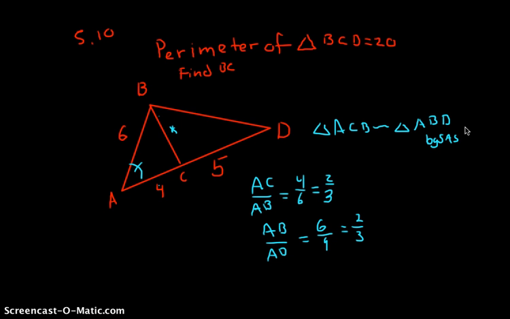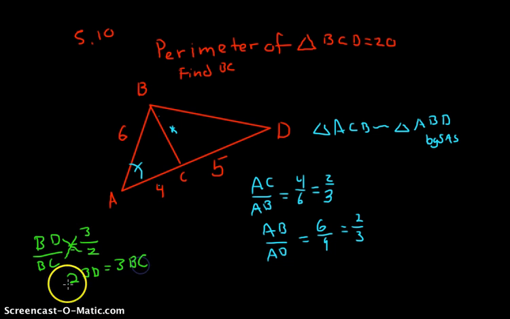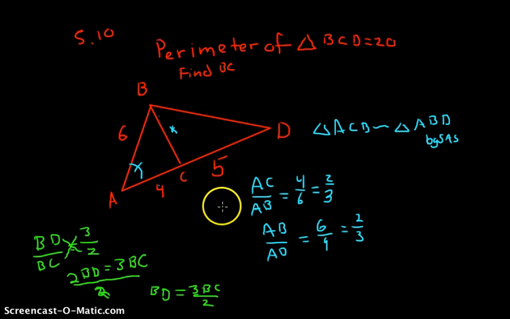Now the problem's asking you to find BC, and the way we're going to go about that is to get the length BD in terms of BC. So we write this as BD over BC is equal to 3 over 2, because that's the ratio of their sides. So then you just cross multiply, so 2 times BD and 3 times BC, so it's going to be 2 BD is equal to 3 BC. And you just divide by 2, and you get BD is equal to 3 BC over 2.